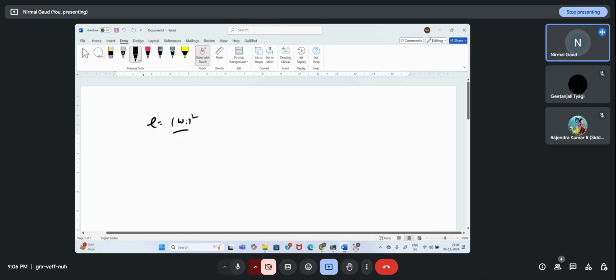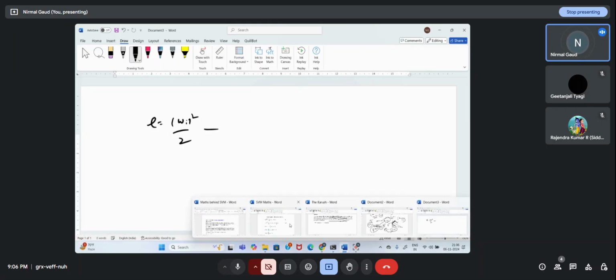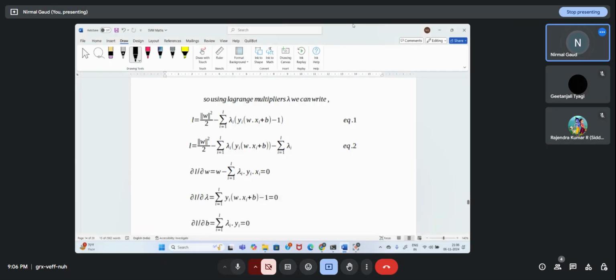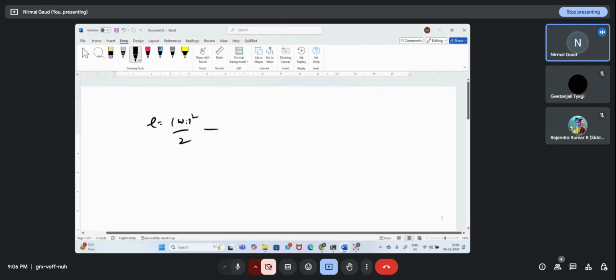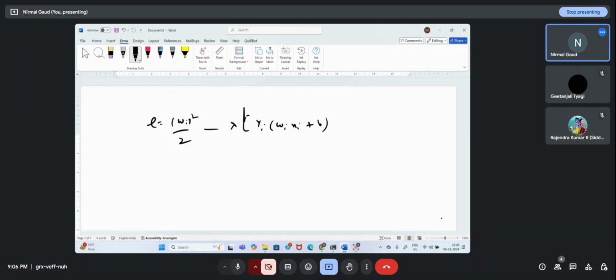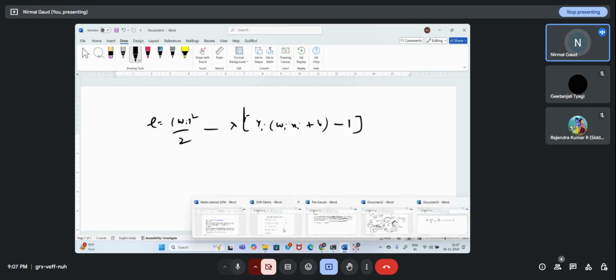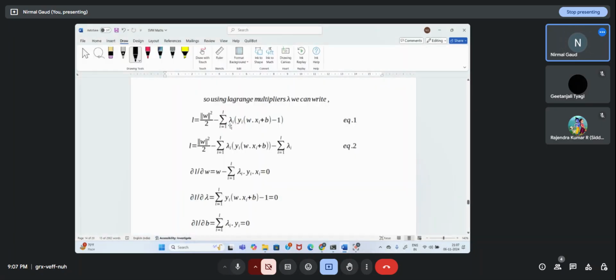w square by 2. I can take minus, I guess here it's a minus mentioned. You can take plus or minus. Okay, let's go ahead with the minus. Minus lambda into yi (w xi plus b) minus 1. Okay, this is my Lagrange.